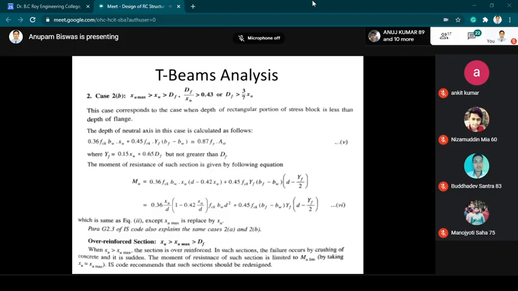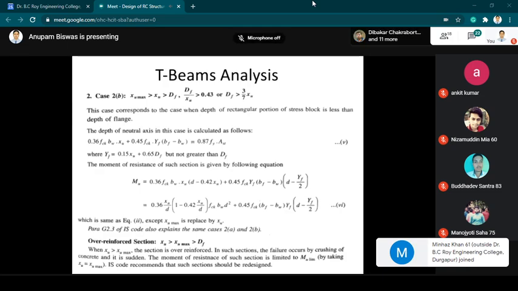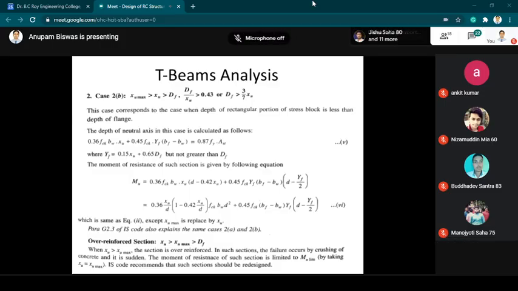The last portion is the over-reinforced section. As we have discussed, the over-reinforced section is not recommended, because for an over-reinforced section the failure will be sudden. The failure of the structure will be sudden and without any warning. So that is why over-reinforced sections are avoided, and the IS code recommends redesign. The limit is to be taken considering extreme circumstances.